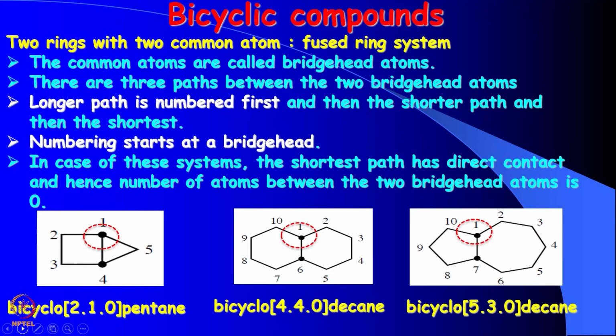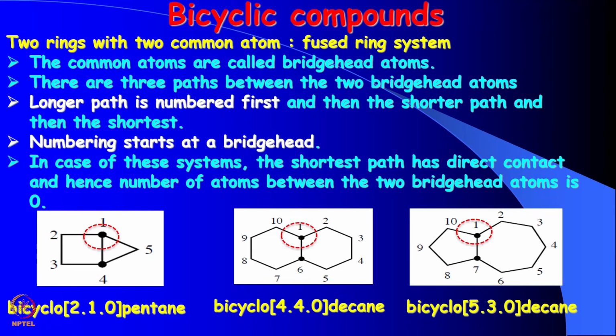So, when we come to the next type, which is fused ring systems, there are common atoms that are called bridged atoms. There are 3 paths between the 2 bridged atoms. The longer path is numbered first, and then the shorter path, and then the shortest, and the numbering always starts at a bridged atom. In the case of this system, the shortest path has direct contact, and hence the number of atoms between the 2 bridged atoms is 0. So, the way we write their name is shown here.